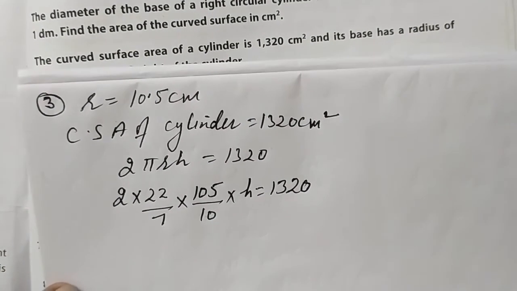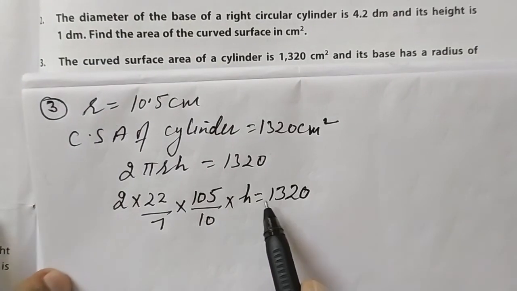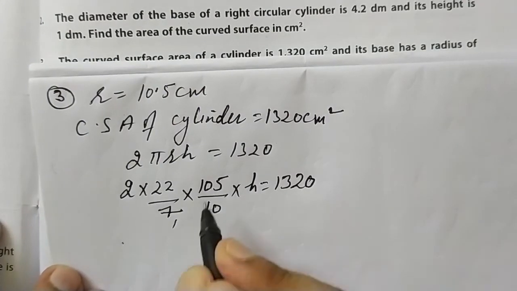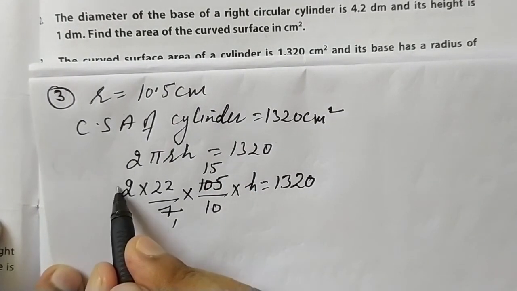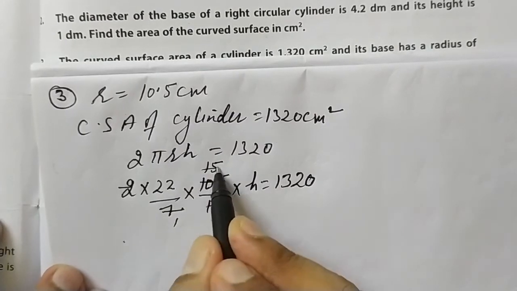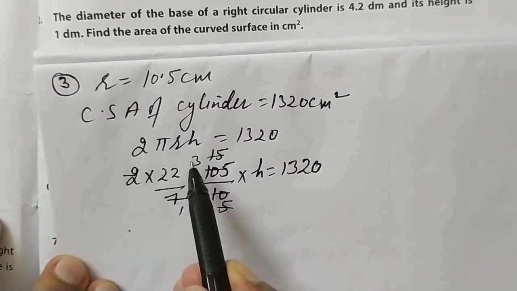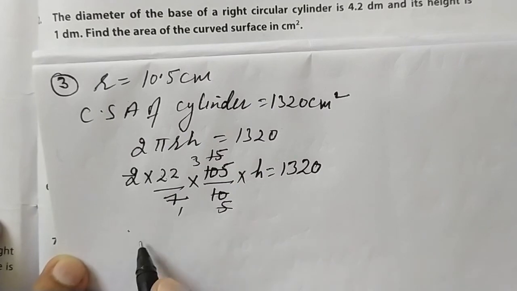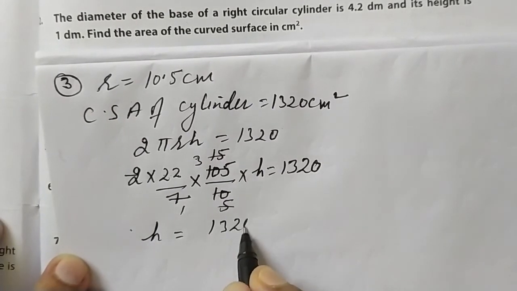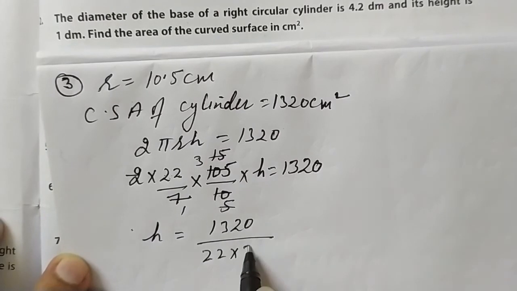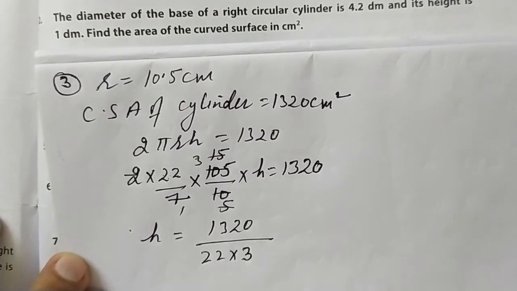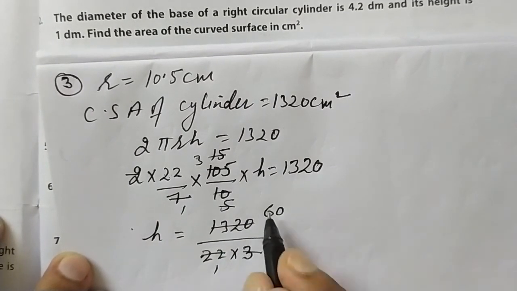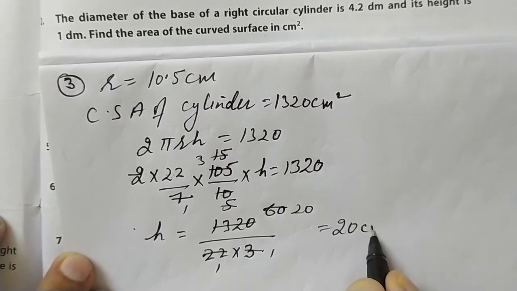So what we do now, we'll transpose the terms to the right hand side, and h will be in the left hand side only. So first of all, you can cancel if any cancellation is there. 7 ones are 7, 15s are. Okay, so 2 ones are 2, 5s are. So 5 ones are 5, 3s are. So many are cancelled. So see here 22 and 3 are left here. So these are in the numerator here. These will go in the denominator in cross multiplication. So h will be left 1320 over 22 and 3. So we can cancel these also. 22 ones are 22, 6 are 132, and then 0 is there. So 3 ones are 3, 20s are. So 20 centimeter is the height of that right circular cylinder.